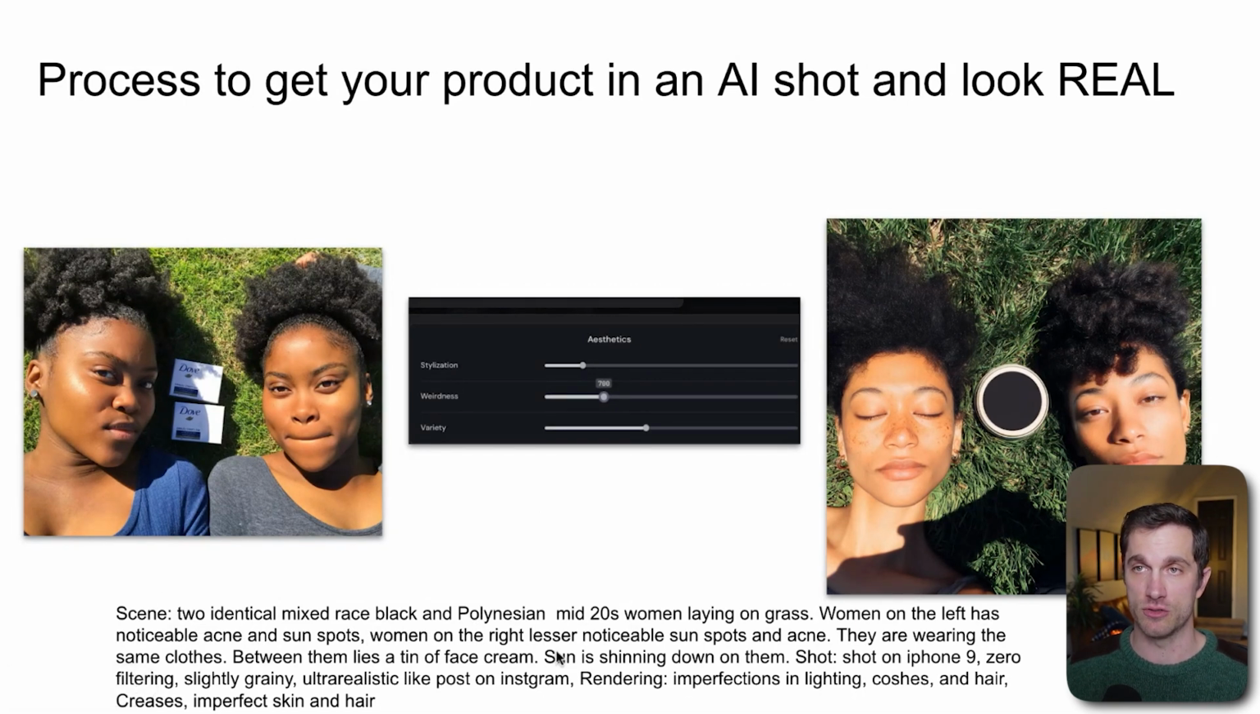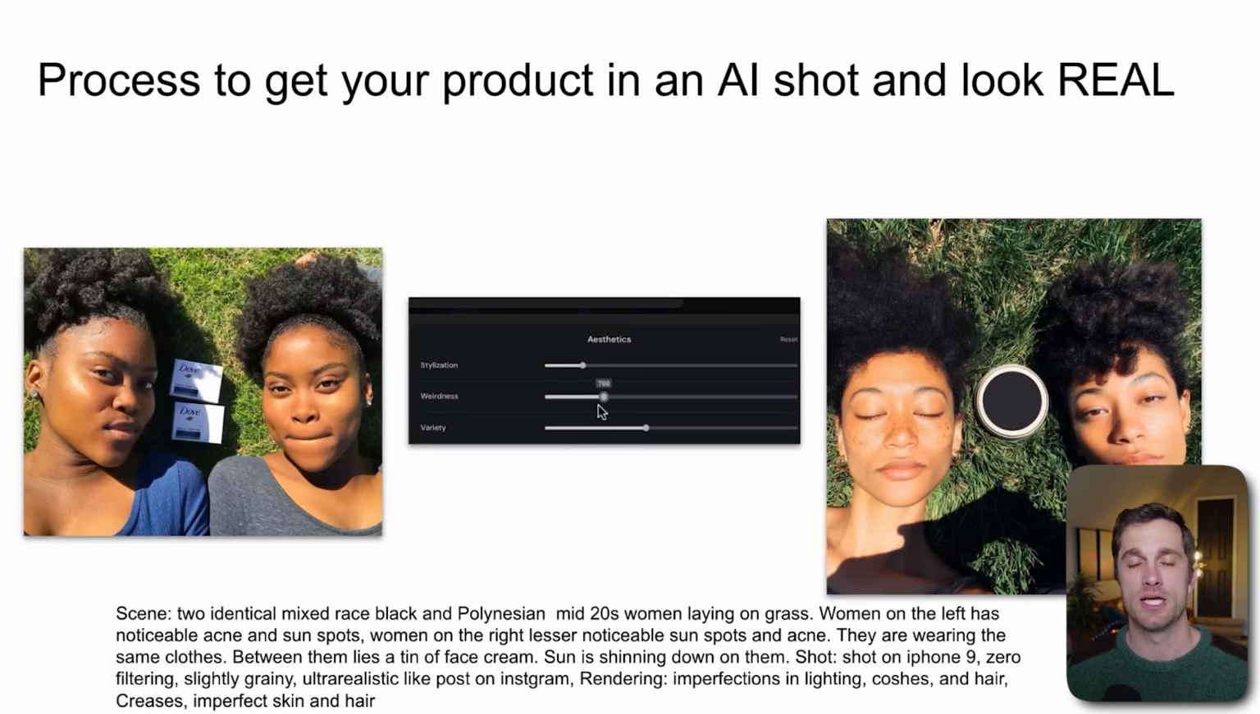So I said, I use this stylization, this weirdness, and this variety. Two identical mixed race, Black and Polynesian, mid-20s women lying on grass. Woman on the left has noticeable acne and sunspots. Woman on the right, lesser noticeable sunspots and acne. They are wearing the same clothes. Between them lies a tin of face cream. Sun is shining down on them. Shot on an iPhone, zero filtering, slightly grainy, unrealistic. Same kind of prompting I've taught you guys to make things look perfectly real.